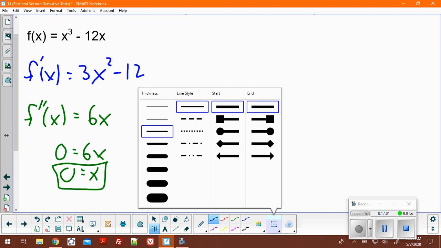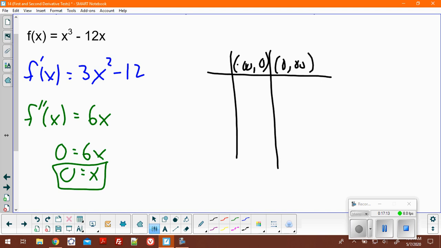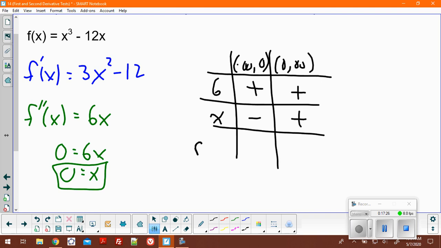Okay, now I'm going to do up another one of those little charts. My only root is 0, so my two intervals are negative infinity to 0 and 0 to infinity. I have a 6 and I have an x. The 6 is always positive. The x is negative in that first interval and positive in the second. So my derivative is going to be negative here, positive here.